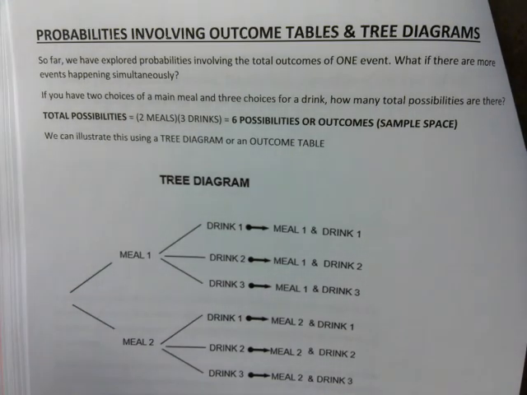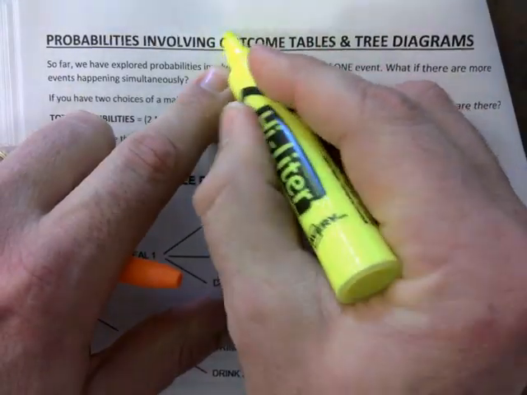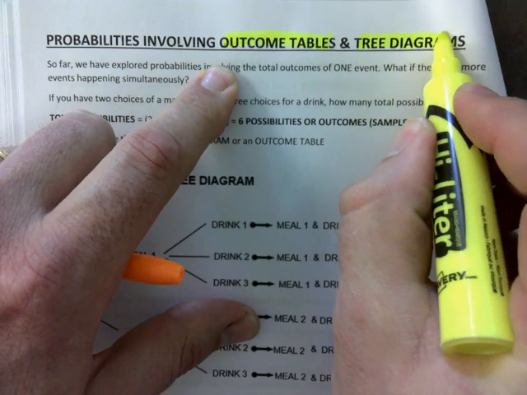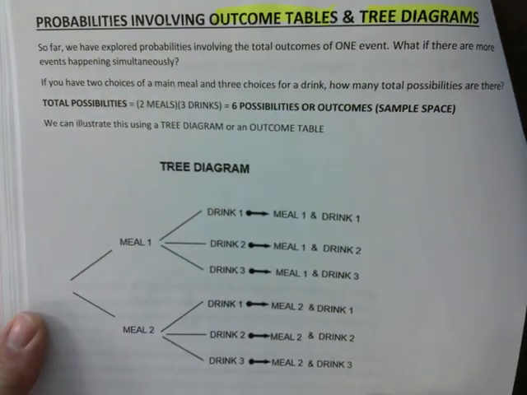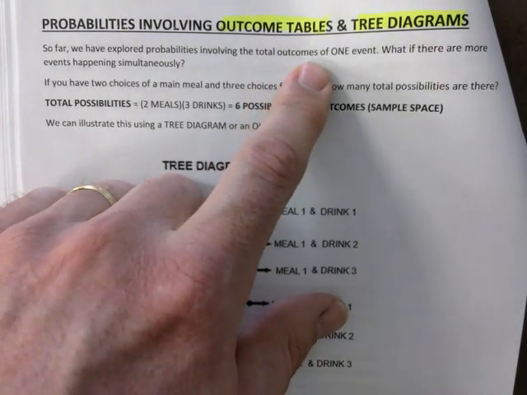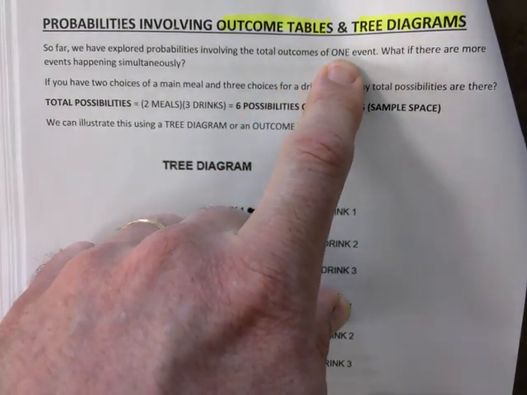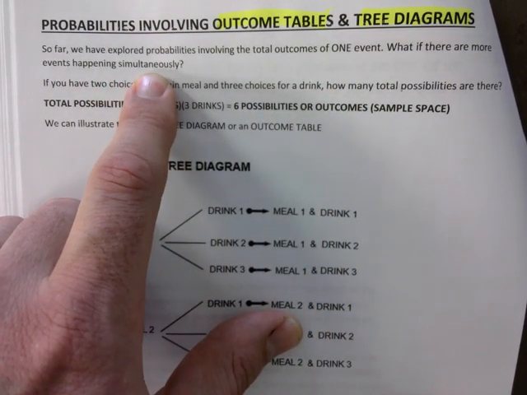What in the world is this? 39, okay guys? Probabilities involving outcome tables and tree diagrams. They are essentially telling us the same thing. So far we've explored probabilities involving the total outcomes of just one event. But what if there are more events happening simultaneously?